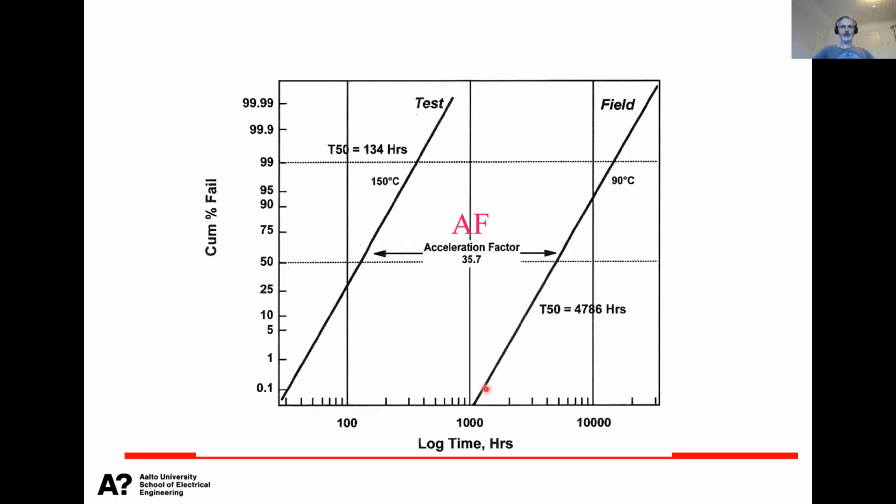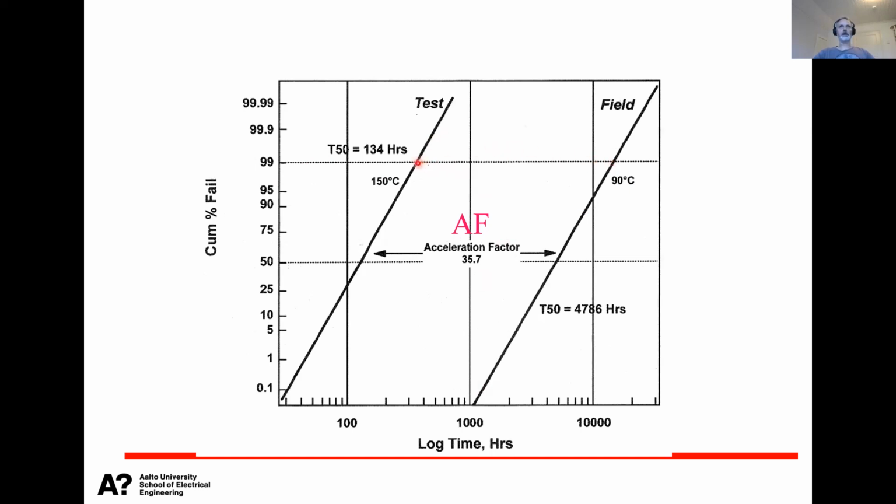Sorry, again, this same picture. So this is what we want. Field conditions, 90 degrees centigrade, test conditions at 150, time to failure in field something like 5,000 hours, time to failure in test something like 140 hours, then the acceleration factor is roughly 35. So by increasing the temperature by 60 degrees in the test, we get the results 35 times faster.